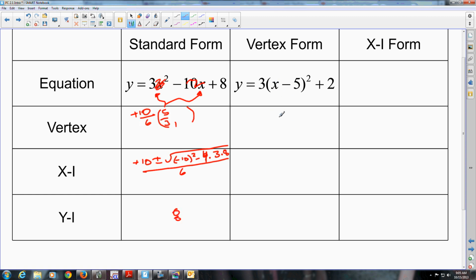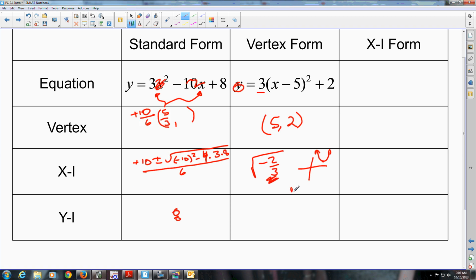So the vertex form, (5/2, 2). X-intercept, let y be 0, subtract the 2, divide by 3, take the square root, and notice right there, this is going to have an imaginary answer. I'm not even going to finish it, because if you look at the graph, the vertex is at (5/2, 2), up, a is positive, so your parabola is opening up. You don't have any x-intercepts. That's why you're going to get an imaginary number for your x-intercept.